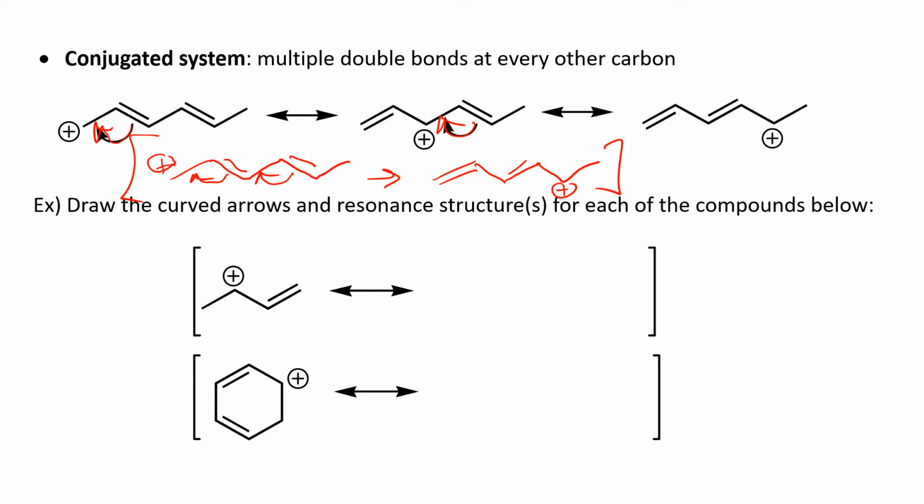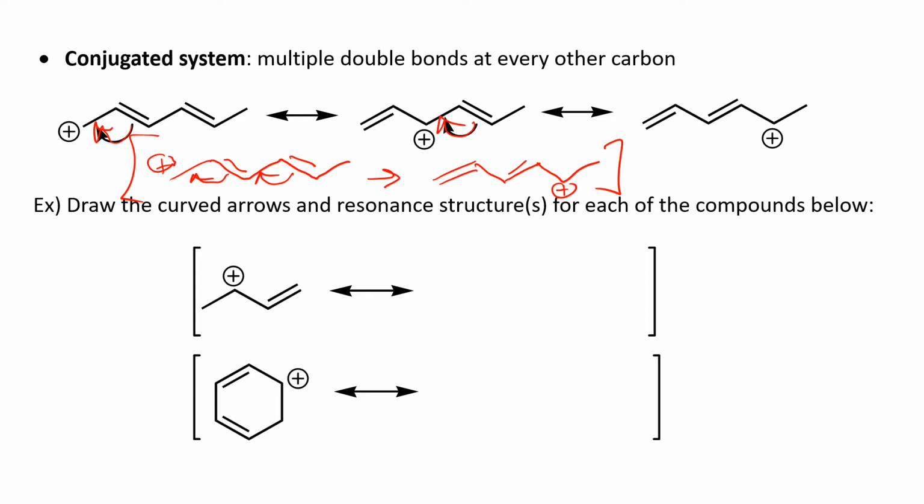For the next example, I want you to draw the curved arrows and the resonance structures for each of the compounds. Don't forget to include your formal charges in the resonance structures that you draw. So pause the video, give this a shot. When you come back, I'll show you the answers.